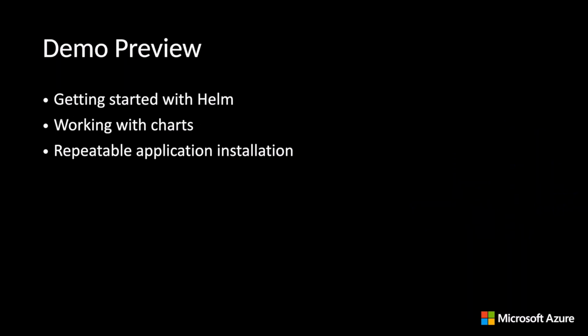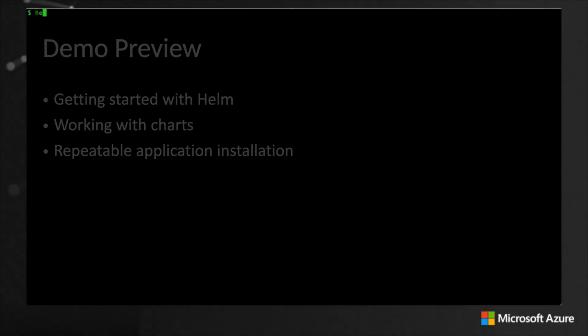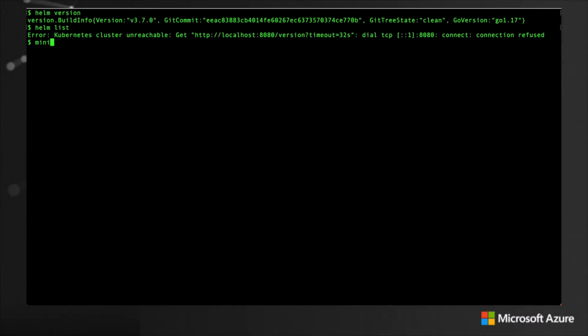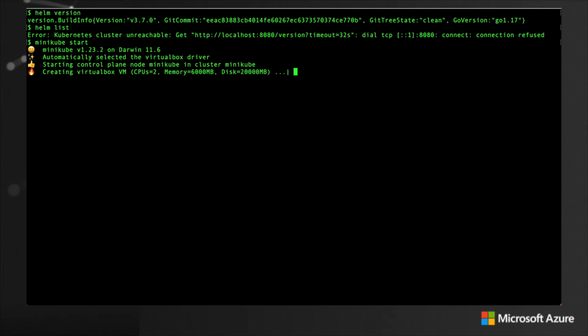We'll do a quick demo to show how to get started with Helm, work with charts, and install and reinstall an application. We'll start with the most current version of the Helm client. Helm lists Helm releases in a Kubernetes cluster, so we need one of those. You can use Helm with any Kubernetes cluster, including managed Kubernetes like that offered by AKS. Let's start with the current version of the Helm client and a local install of Minikube for simplicity.